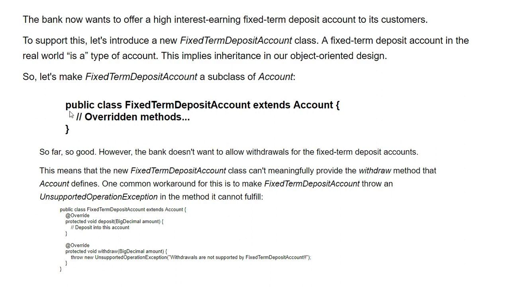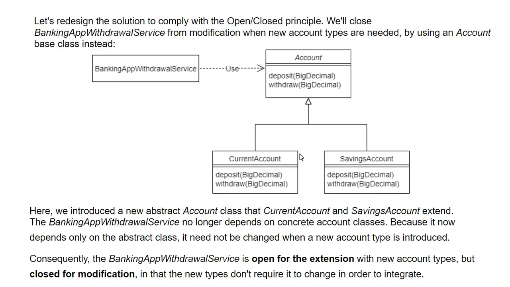But the problem is when you write public class FixedTermDepositAccount extends Account, you override all those methods. Okay, so far so good. However, the bank does not want to allow withdrawals for the fixed term deposit account. Previously we saw two accounts, current account and saving account, from which we can withdraw the amount, no issue. But for the fixed term deposit account, you don't want to provide a withdraw method, because if you are fixing some amount in the bank for 5 years, we don't want to provide a withdraw method so that you can withdraw it, right?